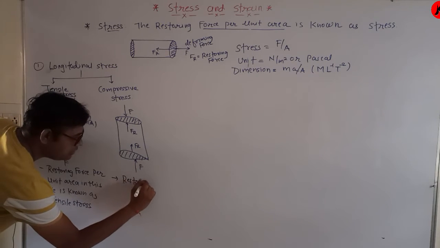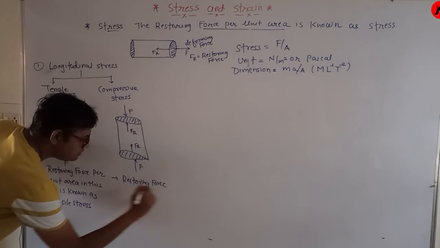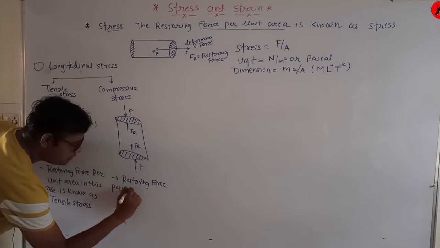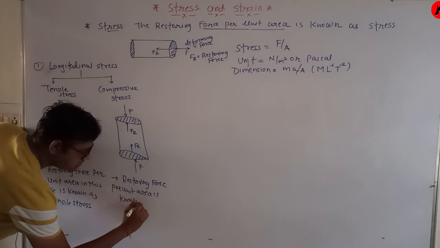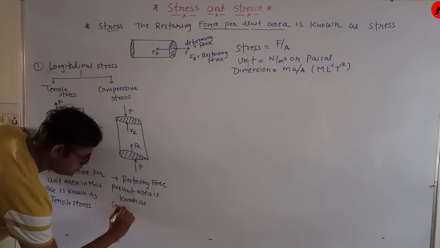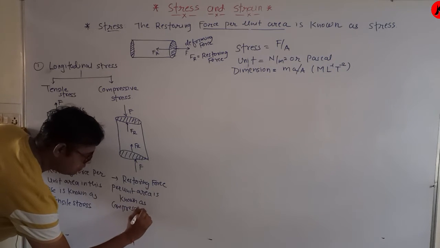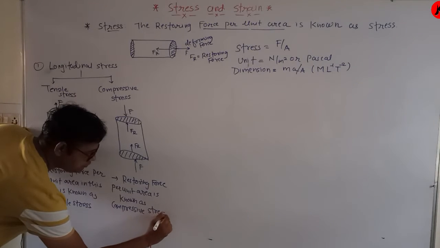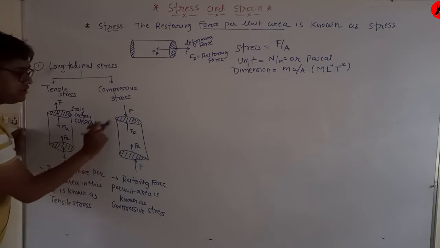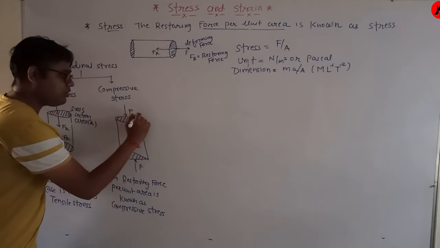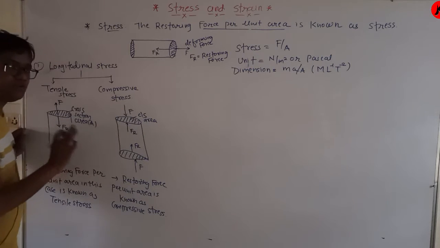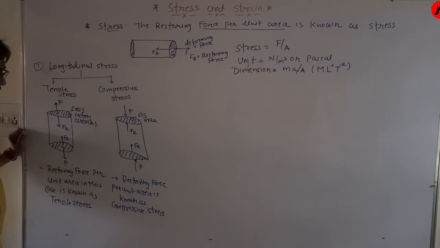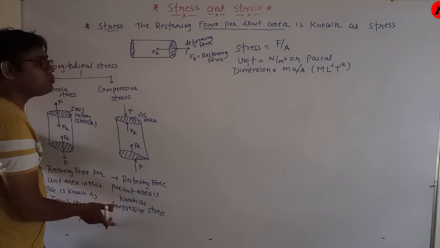So in this case, the restoring force per unit area is known as compressive stress. Here in both the cases, the force F is normal to the cross sectional area, right? So here this is the definition for tensile stress, and here it is the definition for compressive stress.